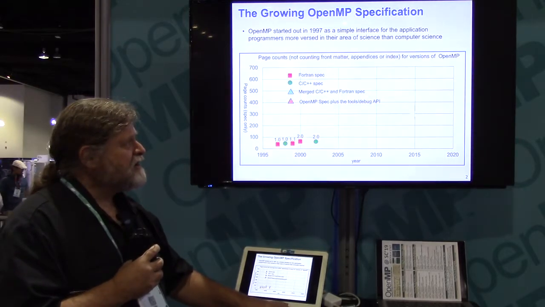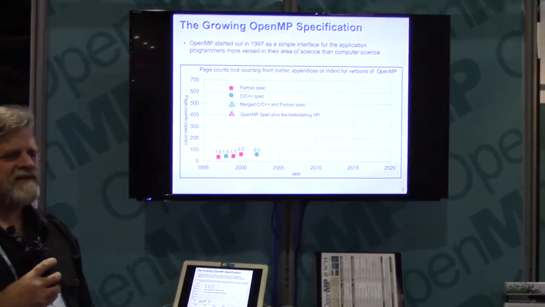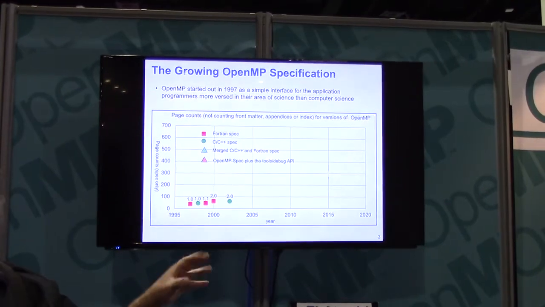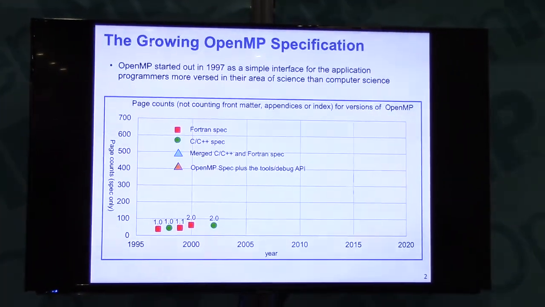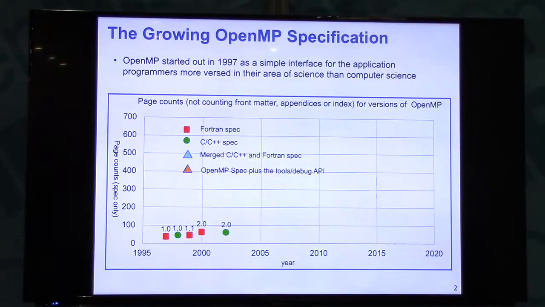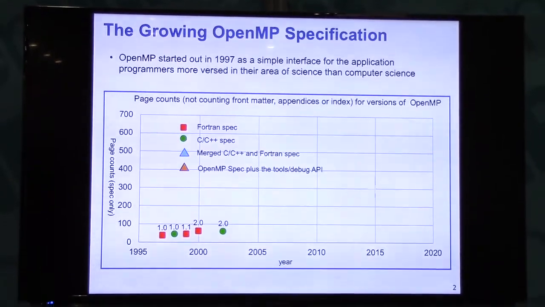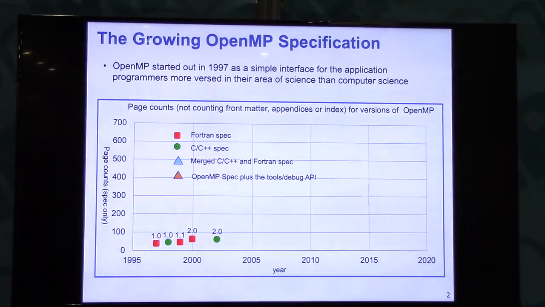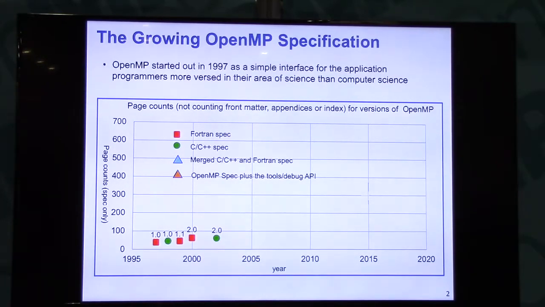So when we look at the beginning of OpenMP, this is a plot of the number of pages in the spec over time. Now, we removed the front matter, we removed indices, examples, appendices. This is the part of the spec that defines the language. And as you can see, we started out with separate specs for C and for Fortran, and we started out around 40 pages. And after several implementations, we got up to around 60 pages. This is good.